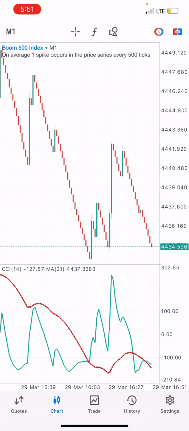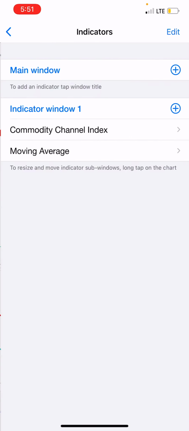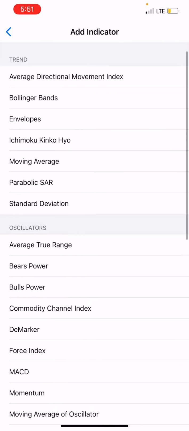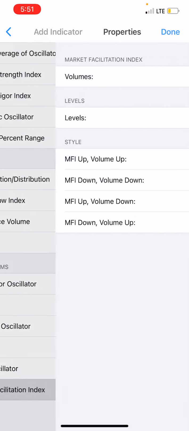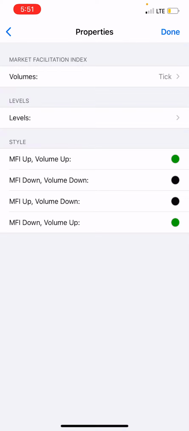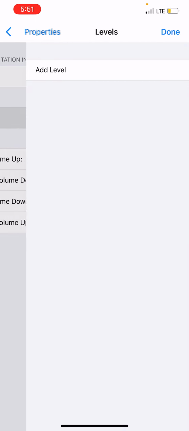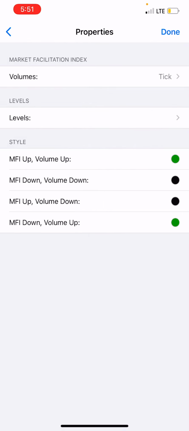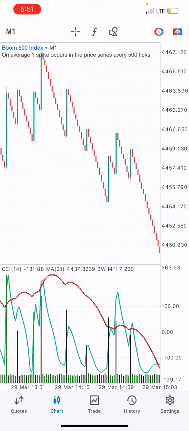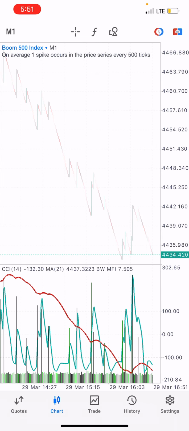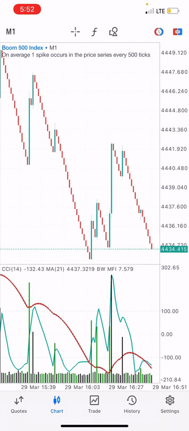This is the moving average we just added. And then the last indicator is the Market Facilitation Index, which is this. The volumes stick, the levels, which you ignore, the MFI up. You can see the colors on my screen right now: green, black, and green. You click done. These are the indicators for this strategy to catch spike.